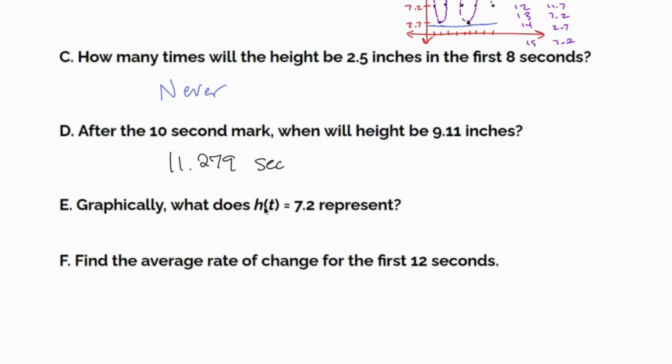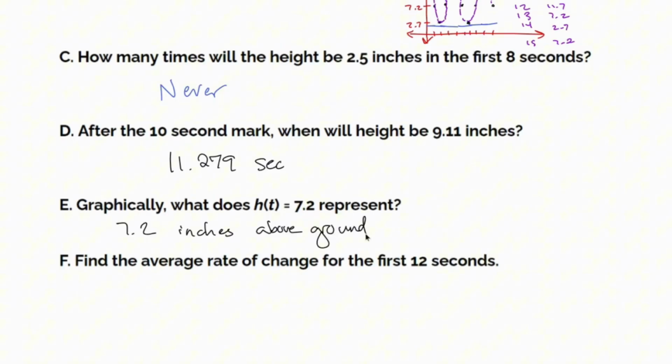Graphically, what does h of t equal 7.2 represent? I'm just going to say what that means. That just means the harmonic oscillator is 7.2 inches above the ground. That's all it is. Super simple.